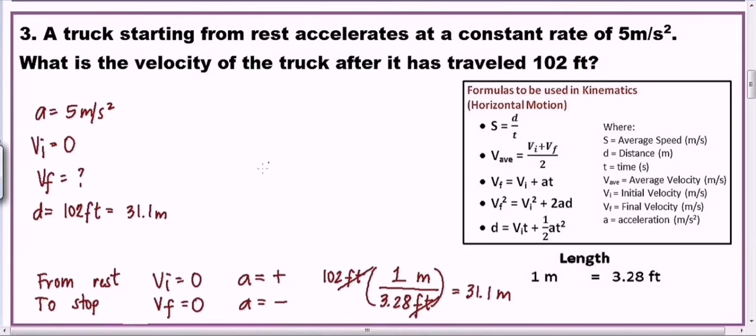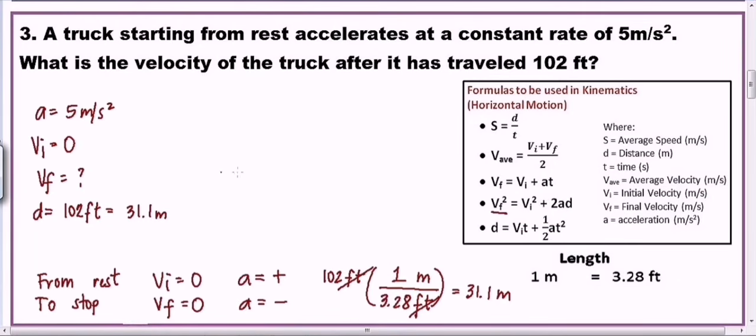So, hanapin na natin yung VF. So, ito yung formula na gagamitin natin. Tama? Kasi we have VF, yung hinahanap. We have VI. Ayun, hindi pala to pwede, kasi wala tayong time. Ayan, wala tayong time. So, hanap tayo ng iba. Ito, pwede rin. Ito ang pwede.